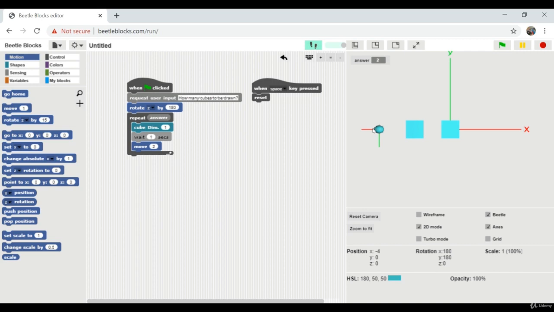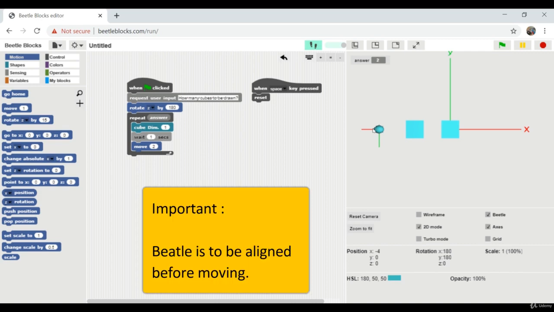So we have to remember that whenever we want to print anything on a specific axis or in a specific direction, then we need to align the beetle in the way we need it to draw that shape. So now what we will do is, we will remove this rotation.